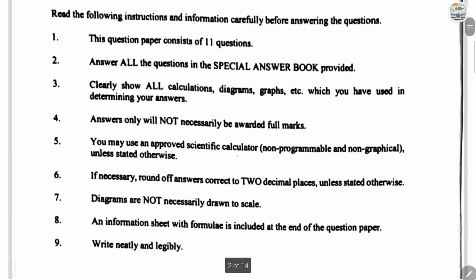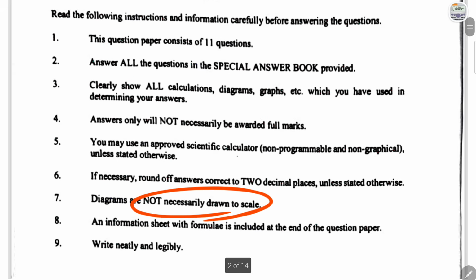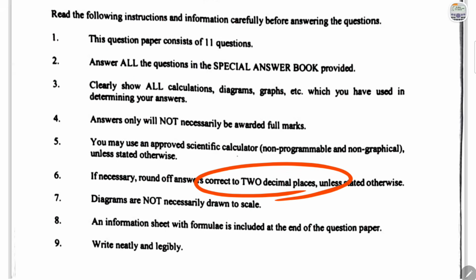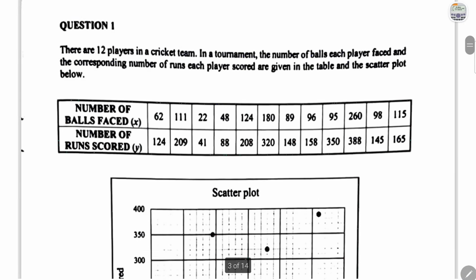So with that being said, we look at our instructions. Just remember that diagrams are not necessarily drawn to scale, and we need to round off to 2 decimal places unless stated otherwise. I do not have the special answer book, so we're just going to wing it and see how that works out. Let's get into the first question, which is question 1.